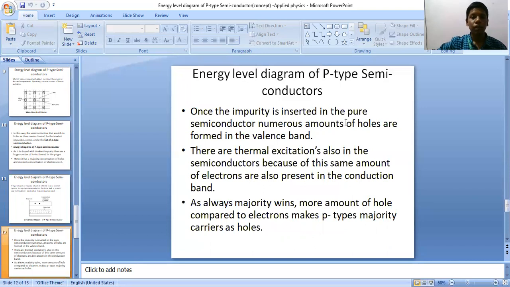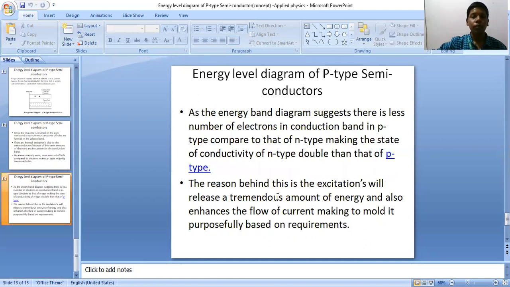Once the impurity is inserted in the pure semiconductor, numerous holes are formed in the valence band. There are thermal excitations also in the semiconductors, because of which a small number of electrons are also present in the conduction band. As always, majority wins. More holes compared to electrons makes holes the majority carriers in p-type.